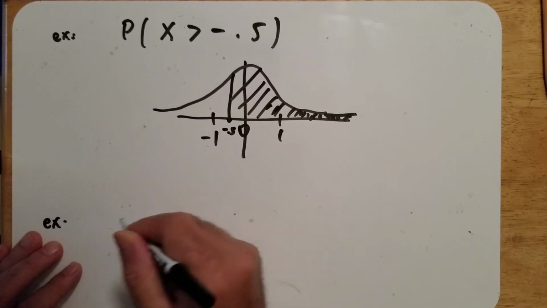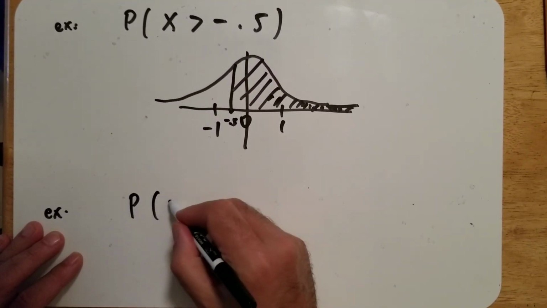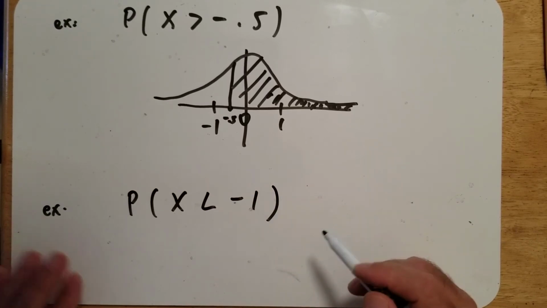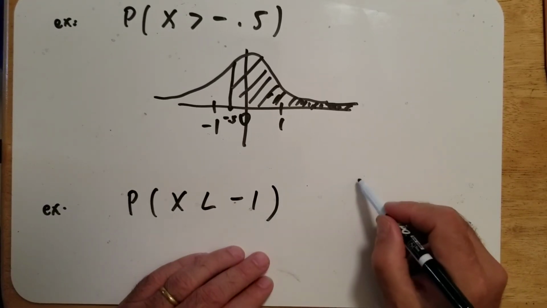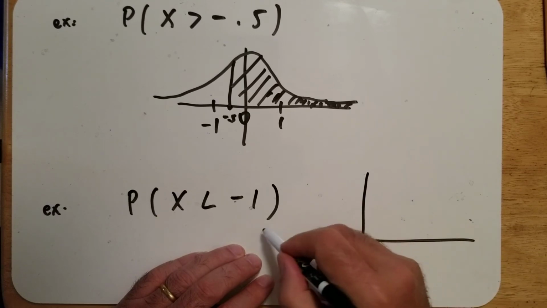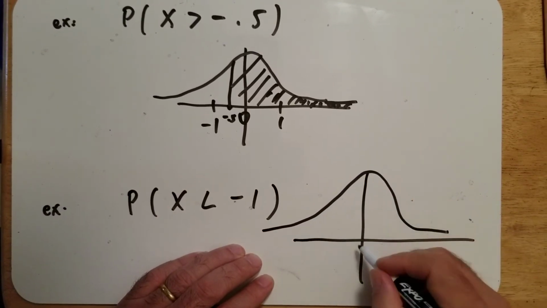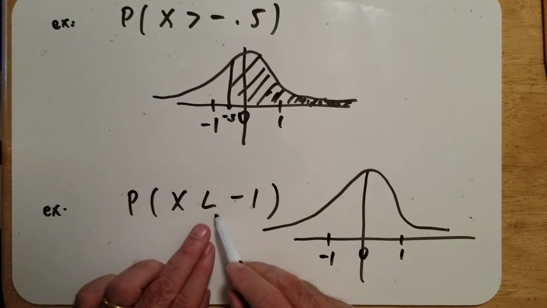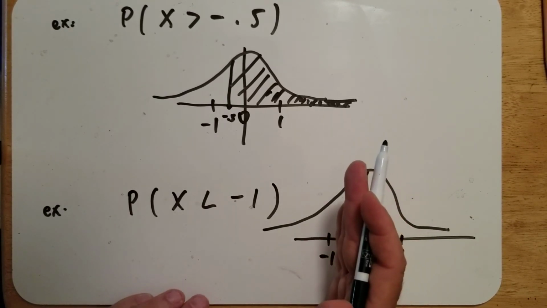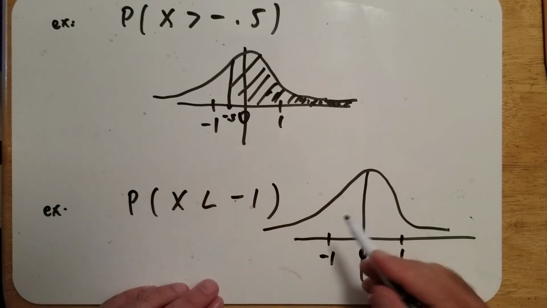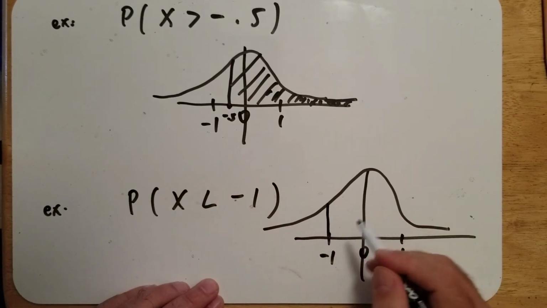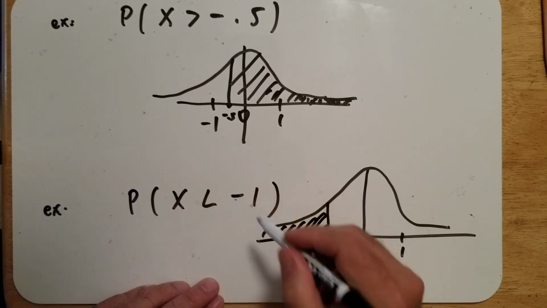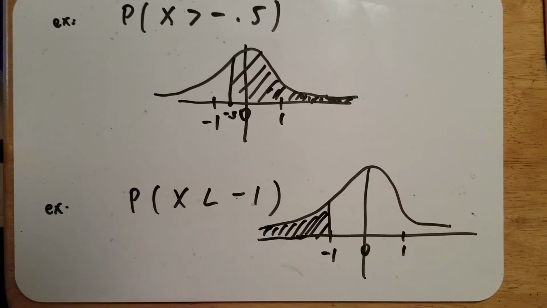Here's another example. Say I said find the probability that x is less than -1. Well, this is a similar situation. Here's the picture. Here's the standard normal curve. 0 is there. Say there's 1, there's -1. Now because x is less than -1, it's all the area to the left of -1. So if I put a vertical line there, it's this shaded area, and in theory the graph goes on forever and ever towards the left.